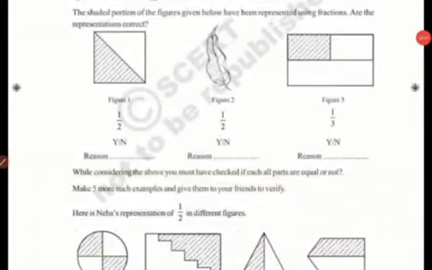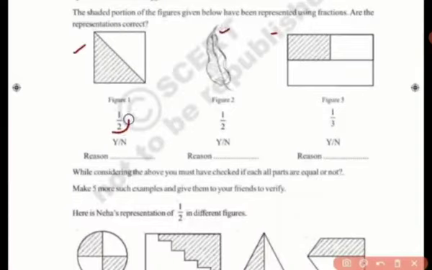So students, see these figures. What do you see in this? First you have a square. We want to know the shaded portion of these figures, and their fractions are represented down over here. So do you think these are correct? Let's analyze one by one.